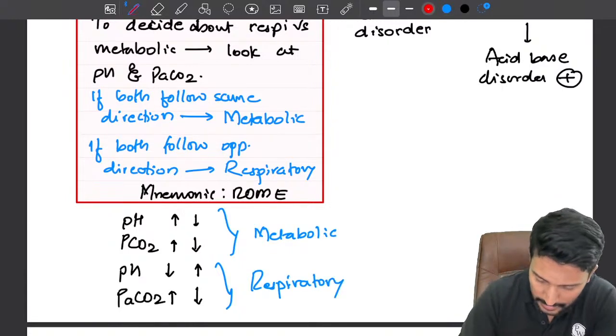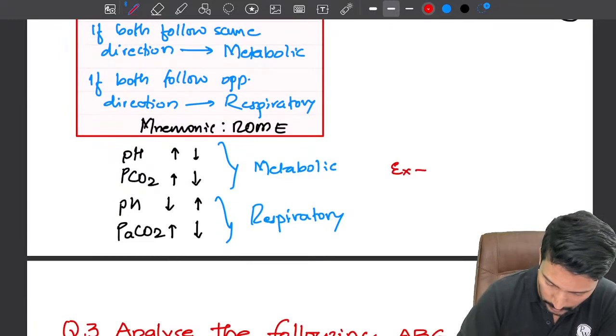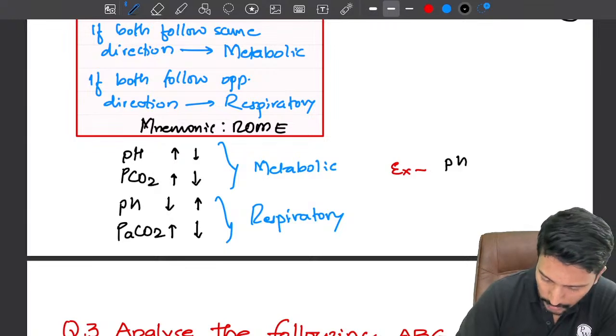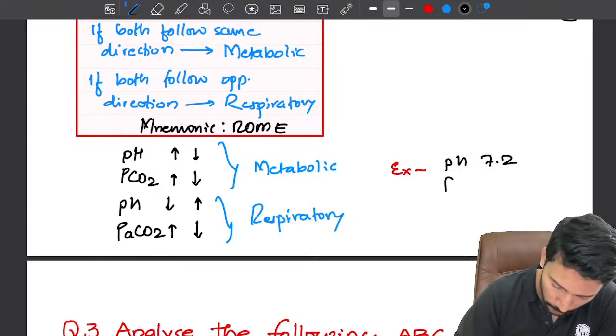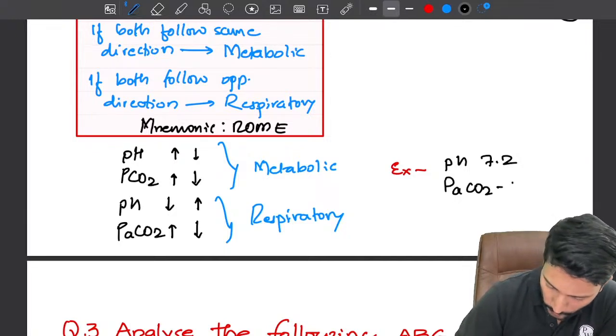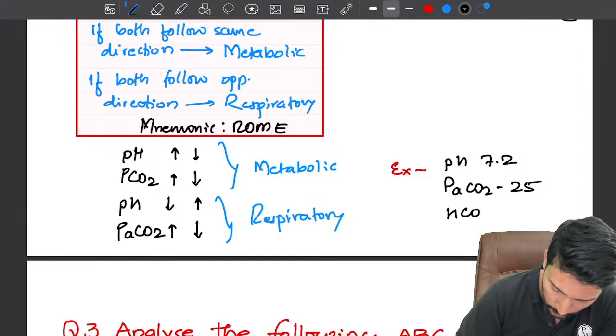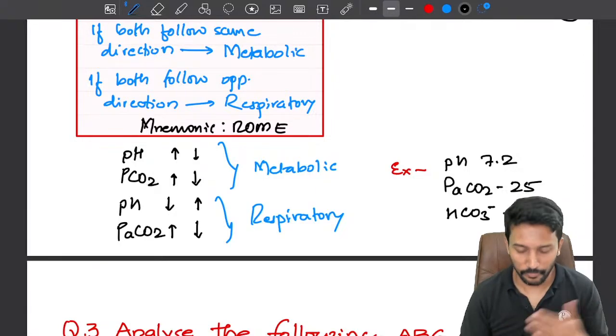So let me give you an example here. Example, right? pH of the individual is 7.2, PaCO2 is, let me say, 25, okay, and bicarb of this person is 10. Okay, so now let me follow this approach, right?